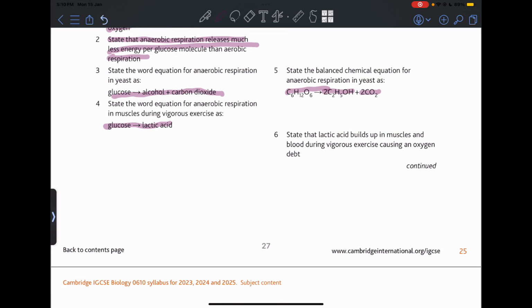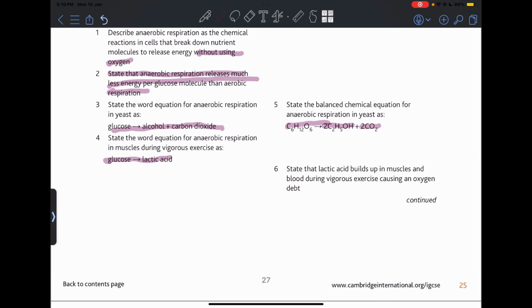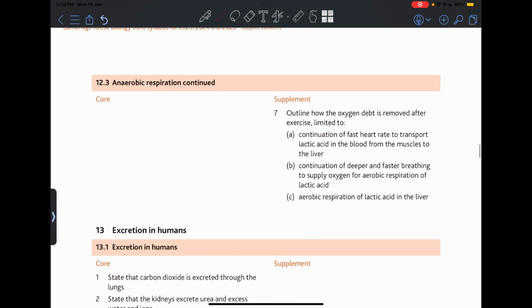Number 6 says, state that lactic acid builds up in muscles and blood during vigorous exercise, causing an oxygen debt. Now, oxygen debt is when your body needs oxygen, but you do not provide oxygen. So, as I said, it will break down glucose to lactic acid so that you can continue to move and your body will still provide energy. But then you have to sit down after your exercise and just breathe so that your body can provide oxygen again in normal supply to the cells of your body.